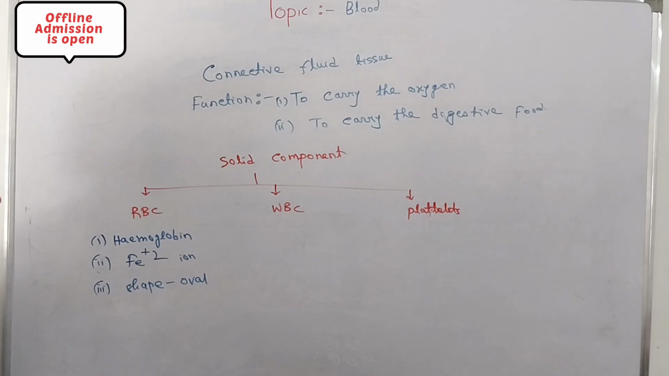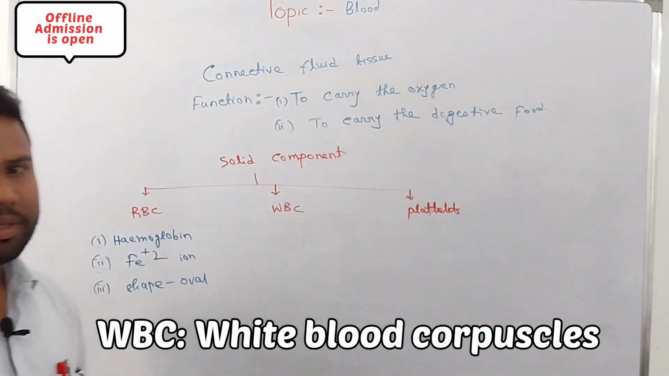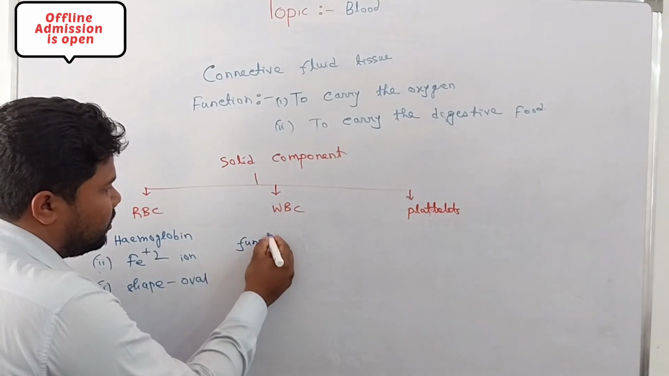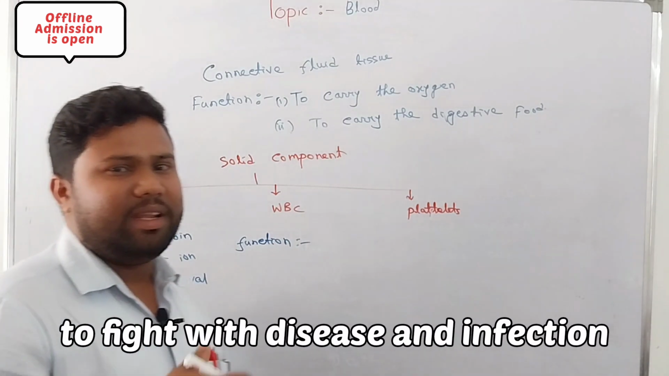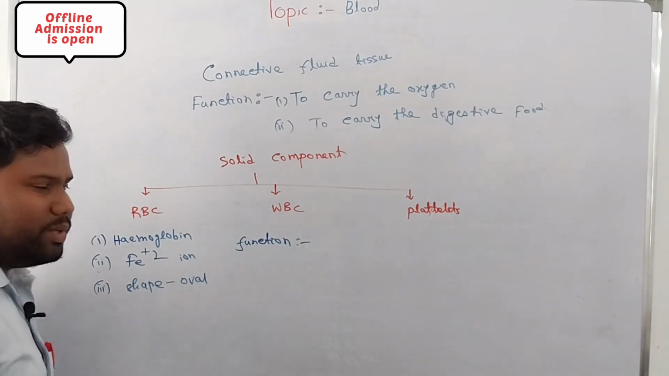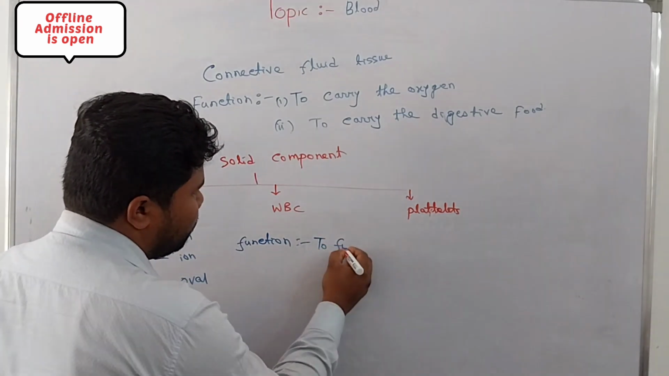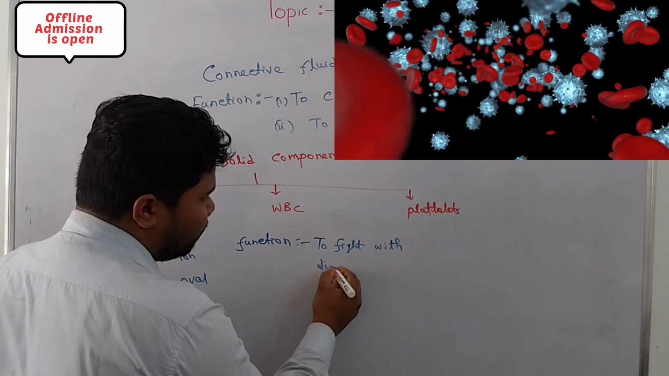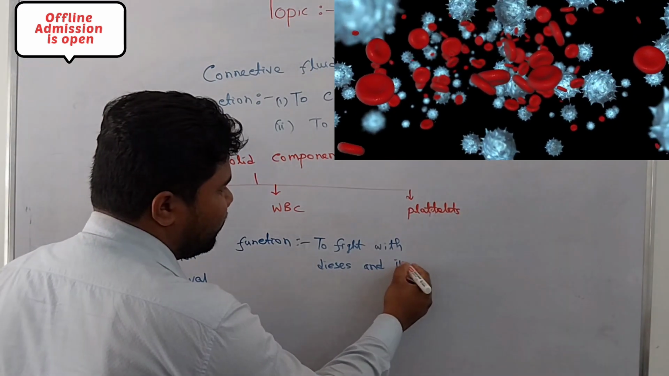Okay, now we are going to discuss the WBC or white blood corpuscles. The question is, what is the function of the WBC? The function of WBC is to fight with disease and infection. Again, the function of the WBC, or white blood corpuscles, is to fight with disease and infection.